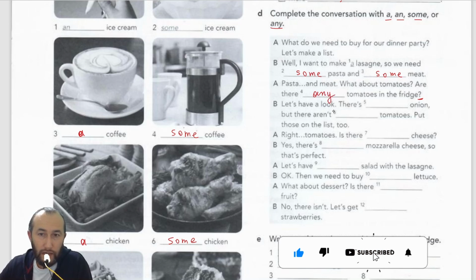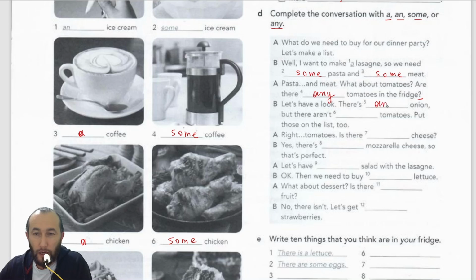And B says, let's have a look. There is an onion, because it's one onion. But there aren't, the negative, there aren't tomatoes, plural. So we're going to go for any. There aren't any tomatoes. Put those on the list too. Right. So A says, right, tomatoes.